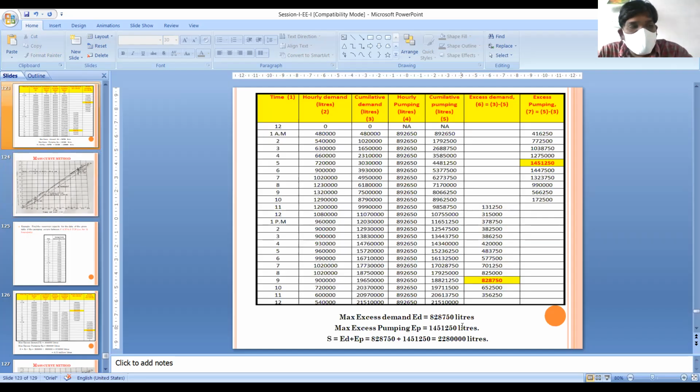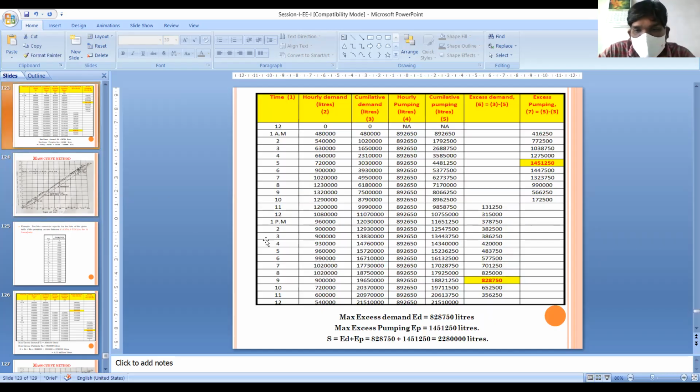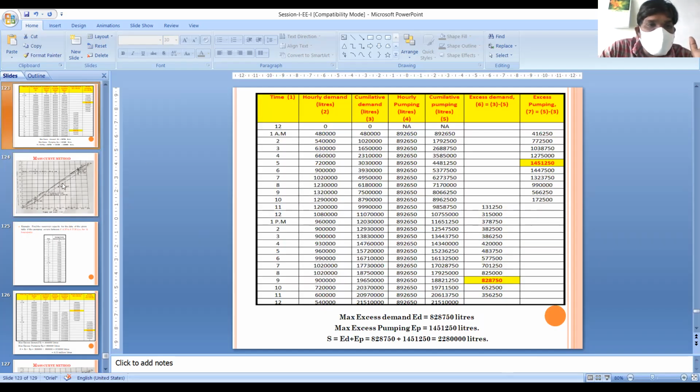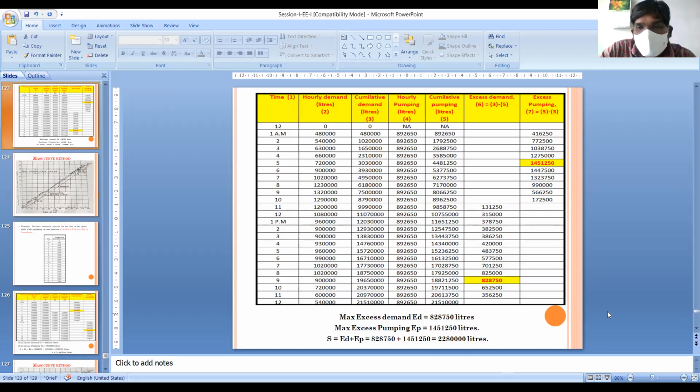Whereas in the numerical method, this is the answer. The same values we got here are represented on the curve, in the graph, the mass curve method. Understand? What is 0.83? This is 0.83. The value is very close to 83, that is the reason we rounded it up to 0.83.